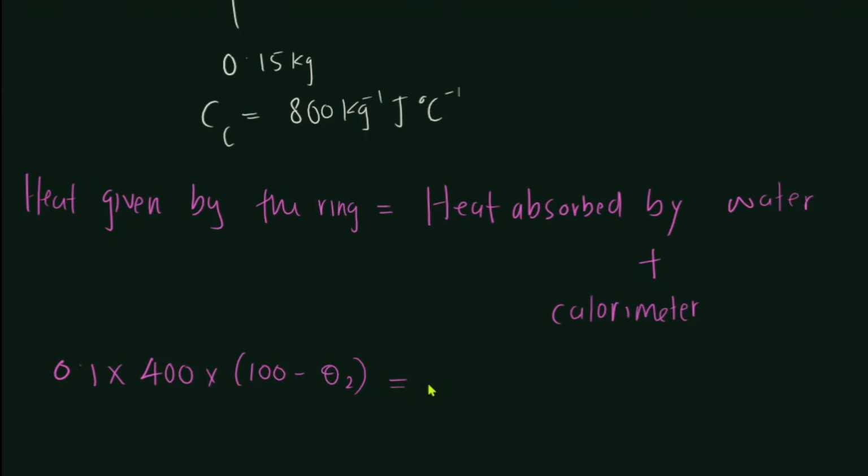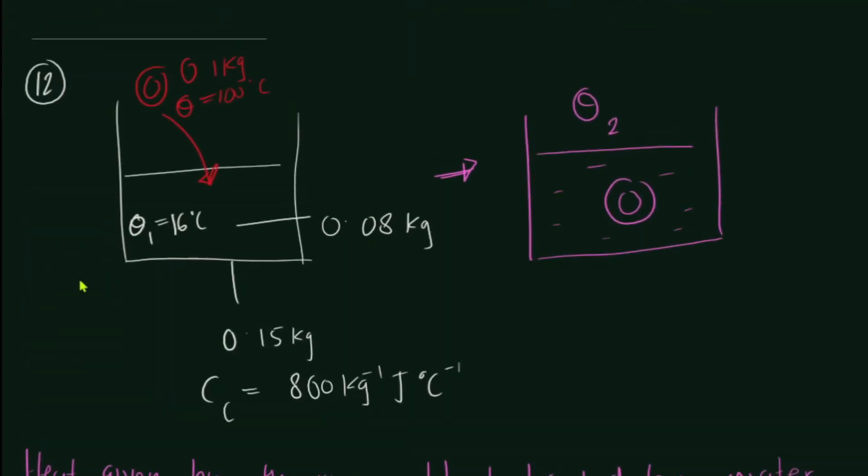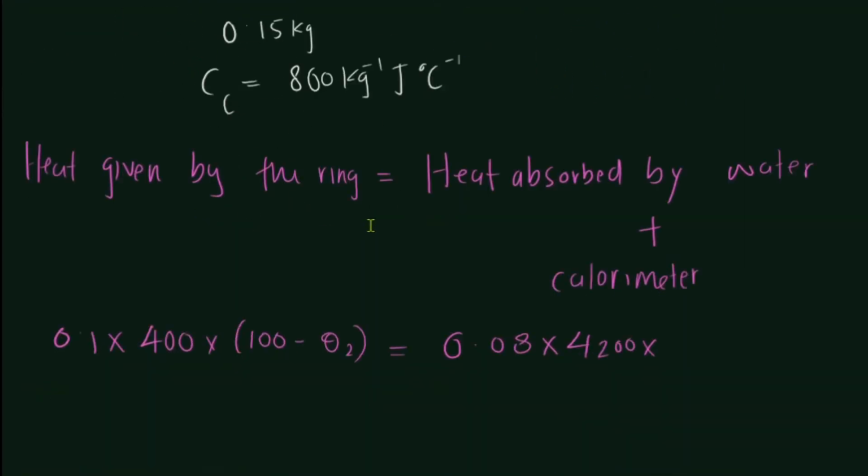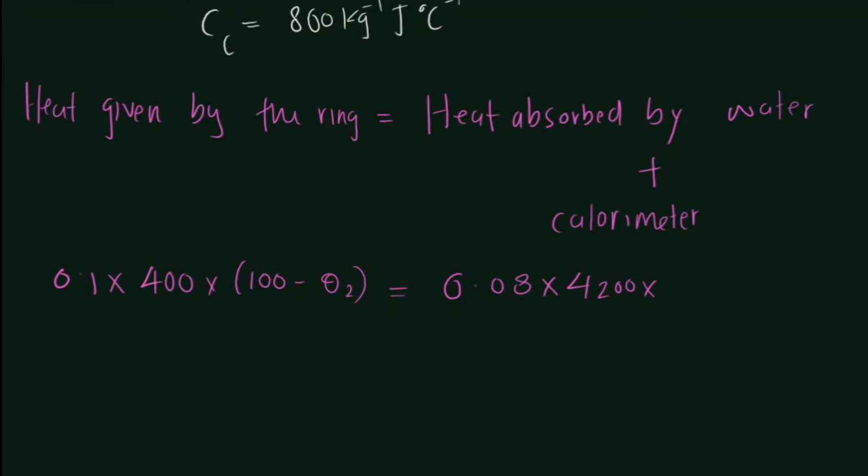So heat given by the ring is equal to heat absorbed by water. What is the mass of water? 0.08 kilograms. Its specific heat capacity is 4200. What is its temperature rise? It raised its temperature from theta 1 to theta 2 due to the absorption of heat. The calorimeter is the same: it was initially at 16 degrees Celsius and, by absorbing heat, reached theta 2.